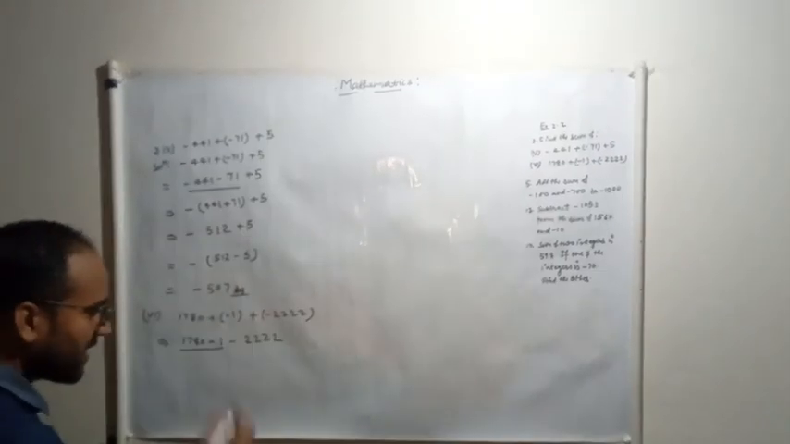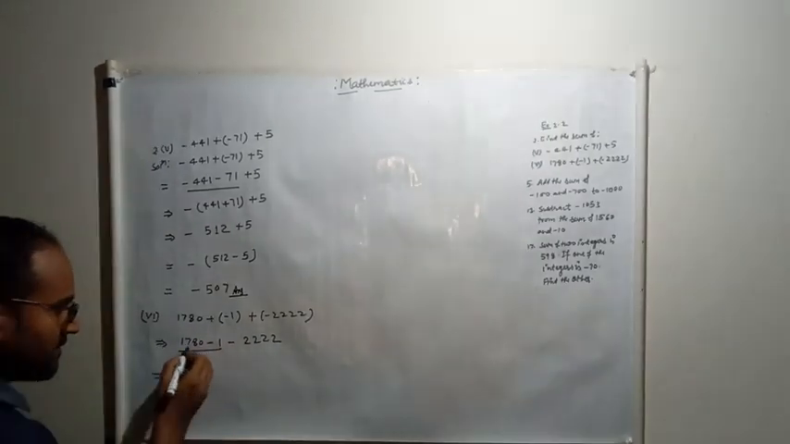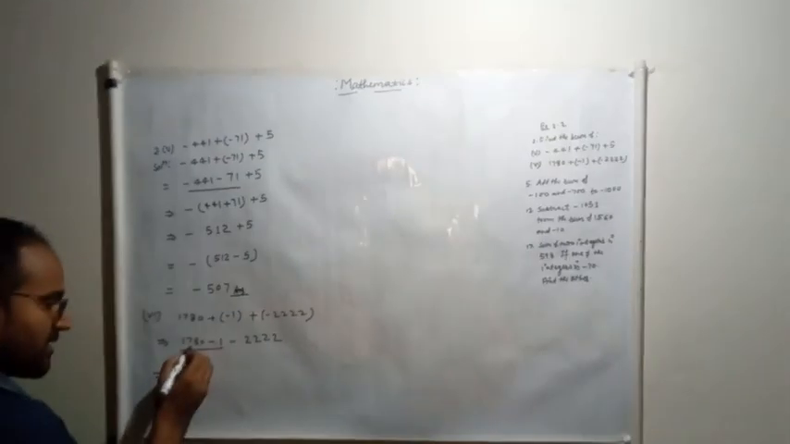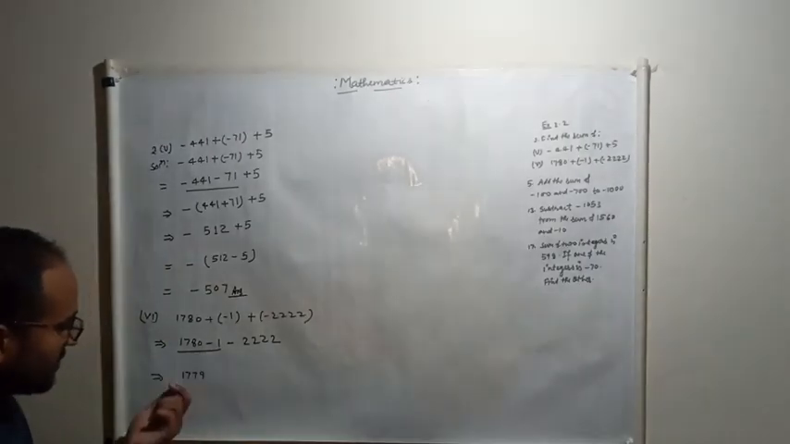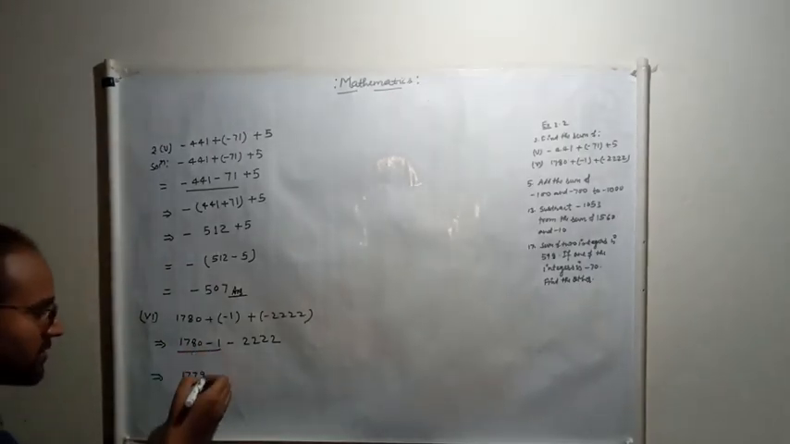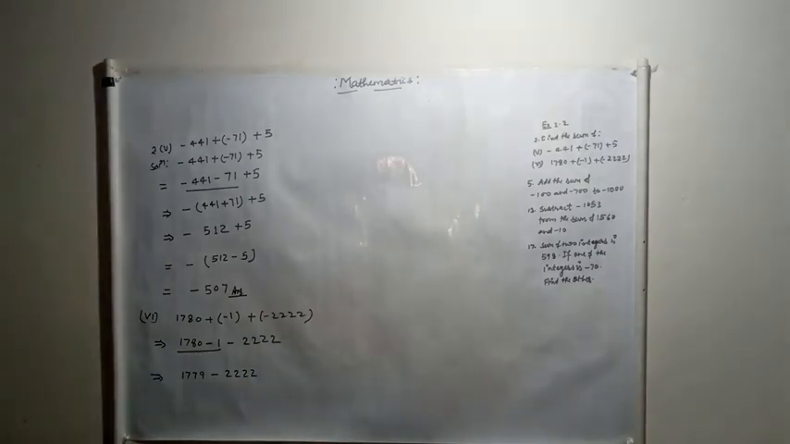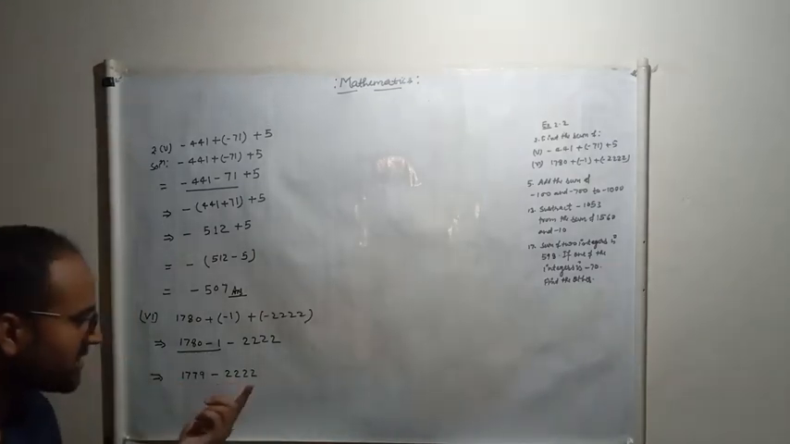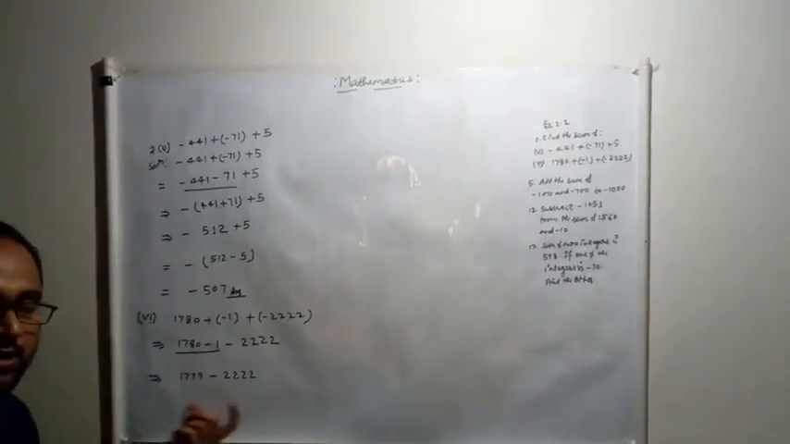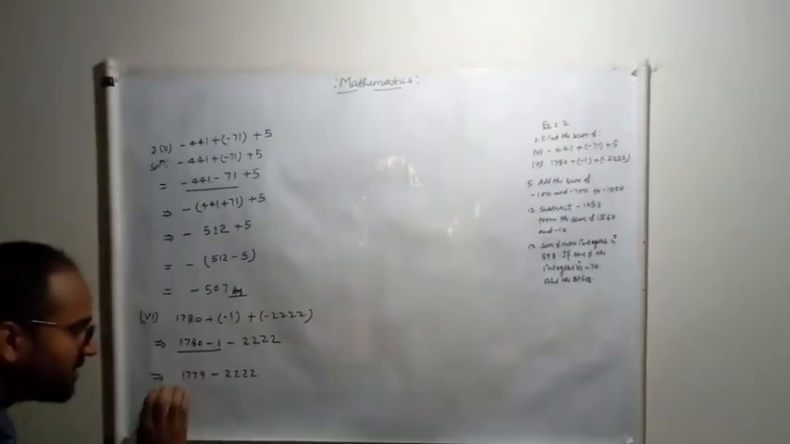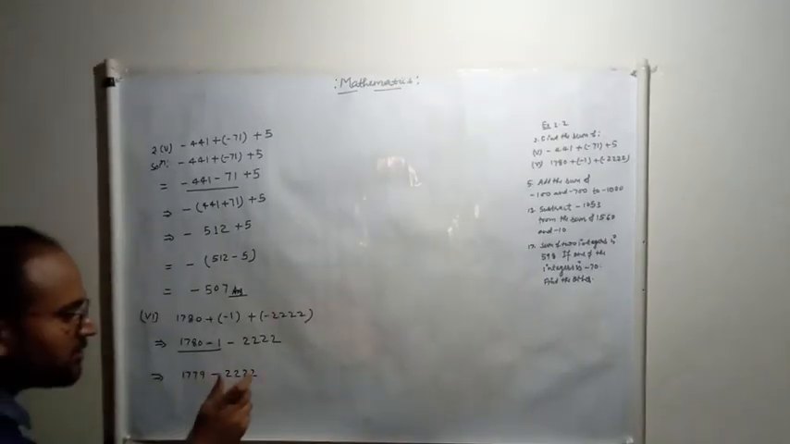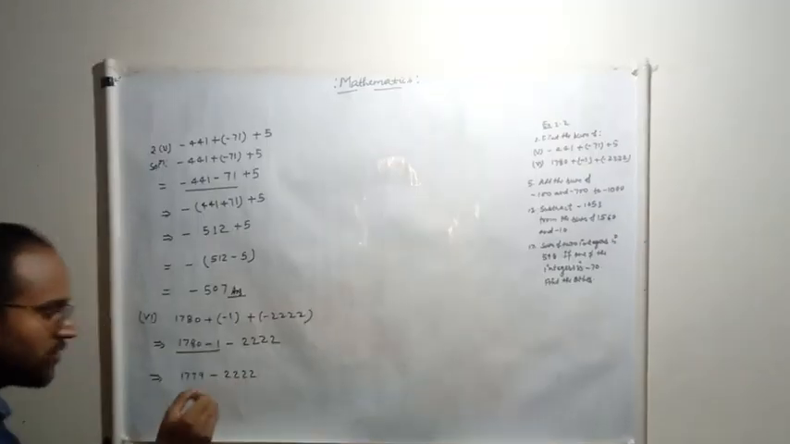First I am going to subtract. One is positive, one is negative, so subtract. This one is greater than this, so subtracting, we get 1779. From 10 minus 1 is 9, 7 is there, 7, and minus 2222. Here you can see this one is smaller and this one is bigger. Its sign is minus, its sign is plus. Both have unlike signs, so always subtract the smaller from the bigger and put the sign of the greater absolute value. This one is greater, its sign is negative.